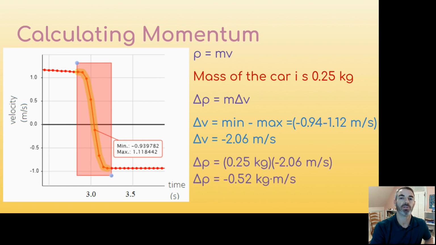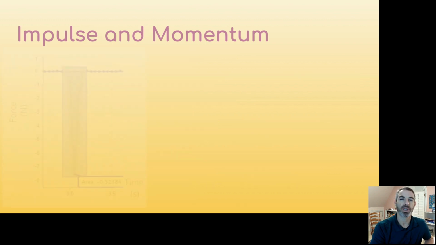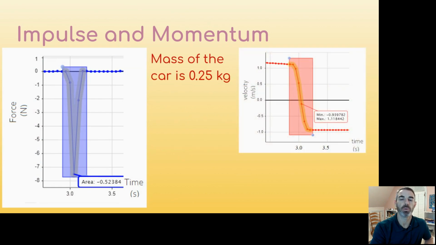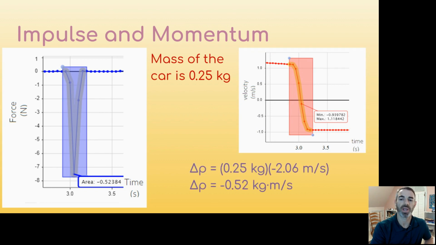Now we multiply the change in velocity times the mass, and that gives us a change in momentum of negative 0.52 kilogram meter per second. So let's look at impulse and momentum together. Remember that the area under a force time graph is the impulse. That was negative 0.52 Newton seconds. And doing mass times change in velocity also gave us negative 0.52, but the units are kilogram meters per second.